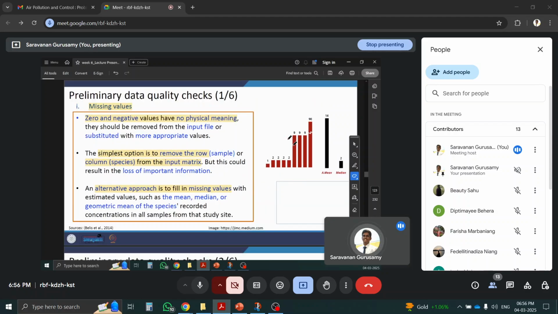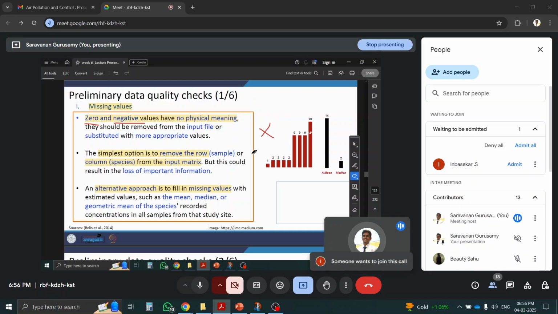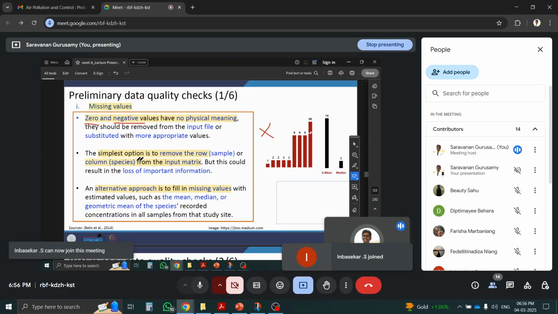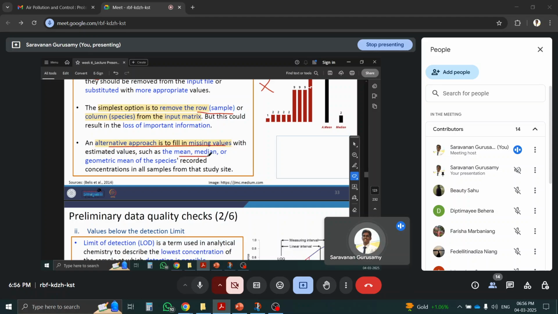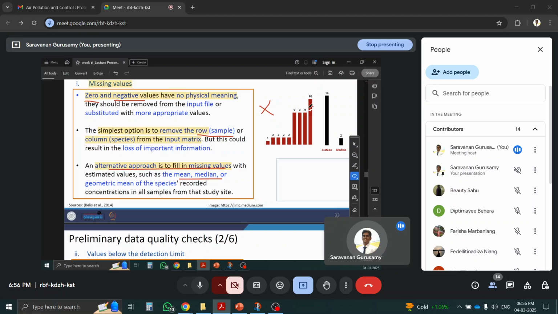And then the missing value, that is a zero, and negative values will not have any meaning. So that all need to be removed. That is called the simple option, to remove the row from a sample or a column from a sample. And the alternate approach to filling the missing value is the mean and median value. So some of the values you can take out and you can use the median and mean value instead of that.